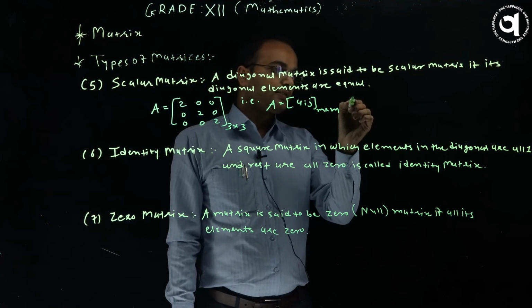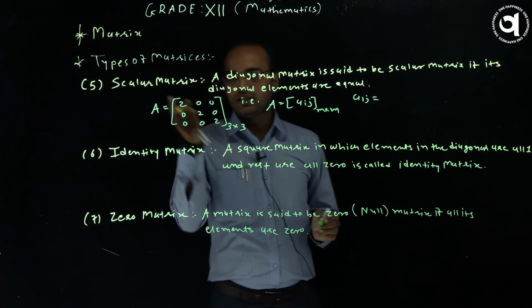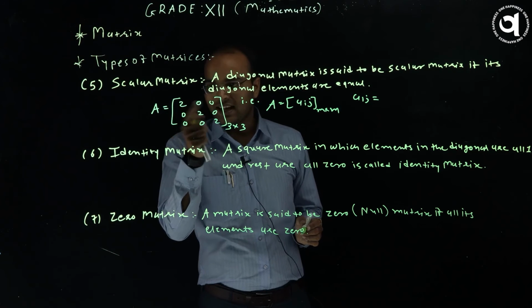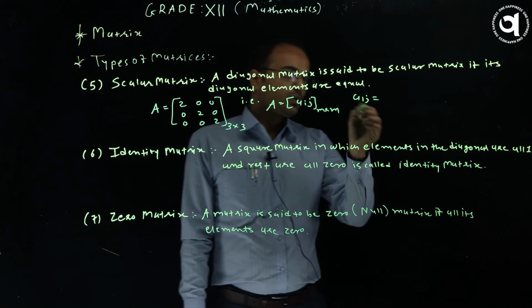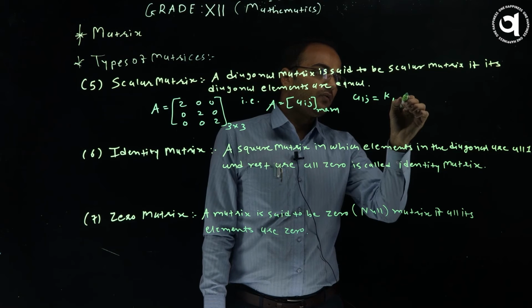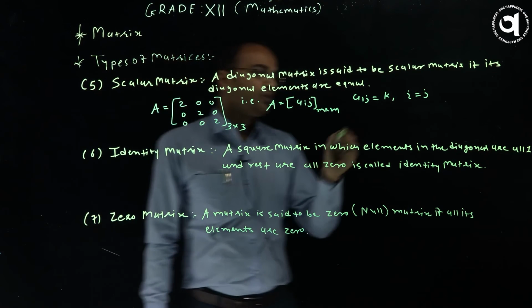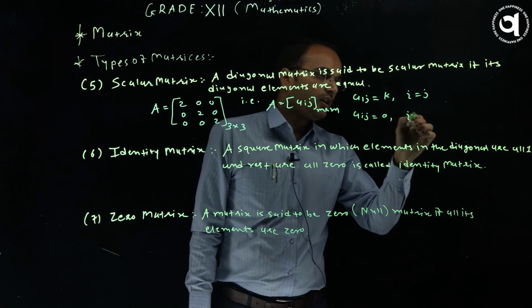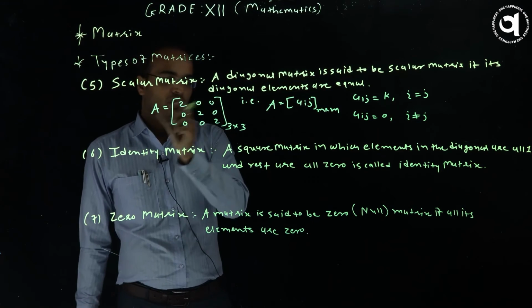For these entries, Aij is equal to what? Here the diagonal elements, that is A11, A22 and A33, mean that i and j are both the same. So Aij is equal to k when i is equal to j, and all the other elements are 0. So Aij is equal to 0 when i is not equal to j. This is the mathematical notation for the scalar matrix.